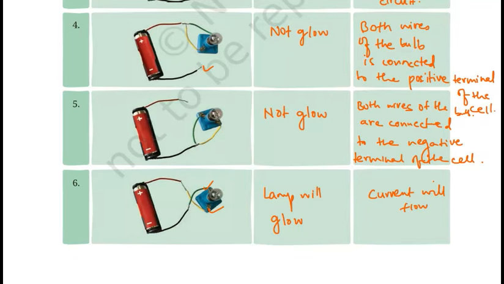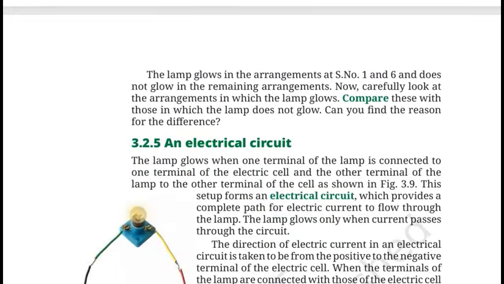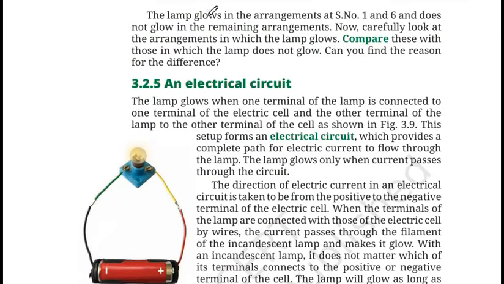Okay, do I need to write that? No. So lamp glows in the arrangement serial number 1 and 6 and does not glow in the remaining arrangements. So when you look at the arrangements carefully, you can compare for which arrangement the lamp does not glow, what is the difference, what is the reason. We have understood it all.